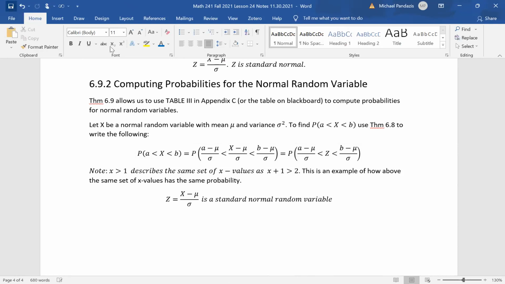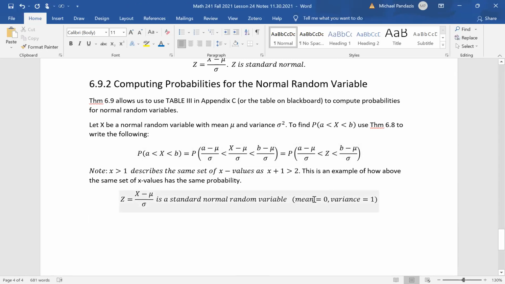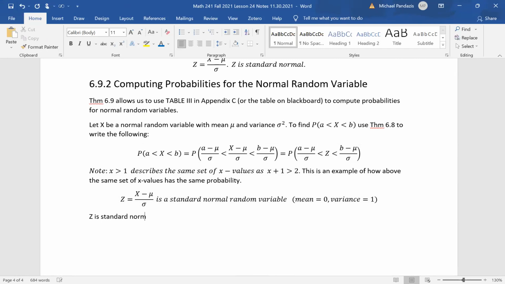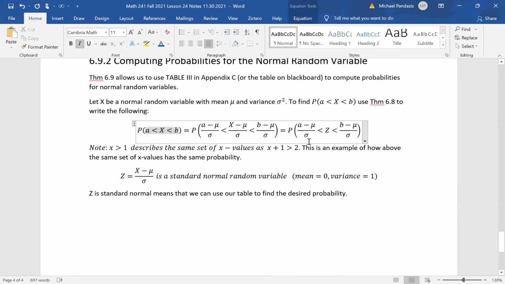And it's standard normal because we know that when we talk about x minus mu over sigma, the mean equals 0 and the variance equals 1 for z. So z is standard normal, which means that we can use our table to find the desired probability. So you're going to express the original problem in terms of a new random variable z, which is standard normal, and then use the table after that.